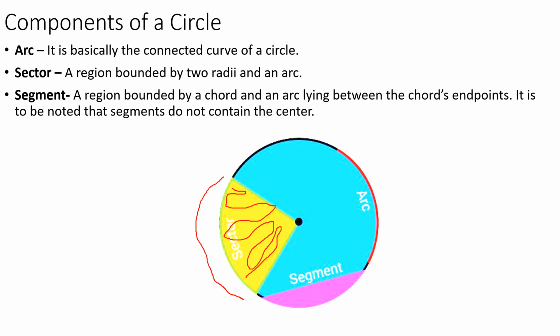And then a segment is a line that goes from one edge of the circle to the other. It doesn't matter where it goes, but it connects 2 parts of the circle together. It does not have to contain the center.